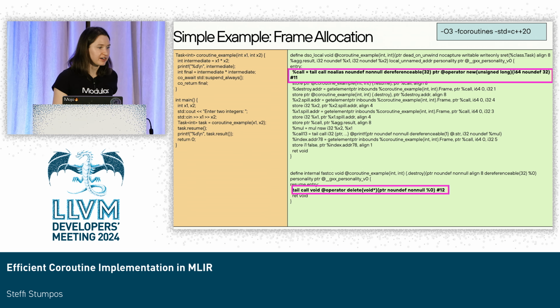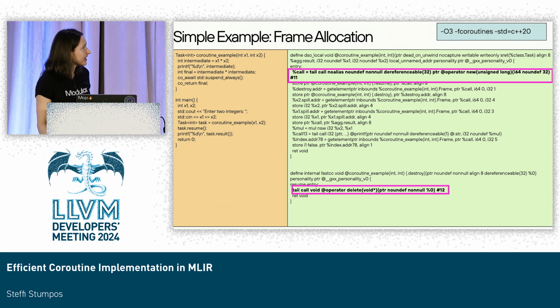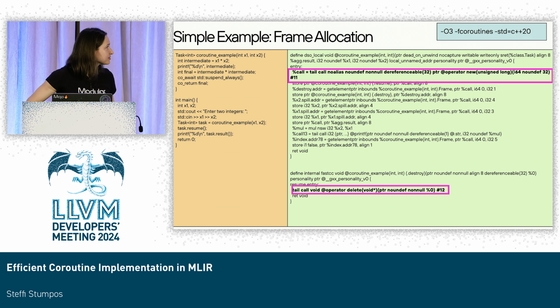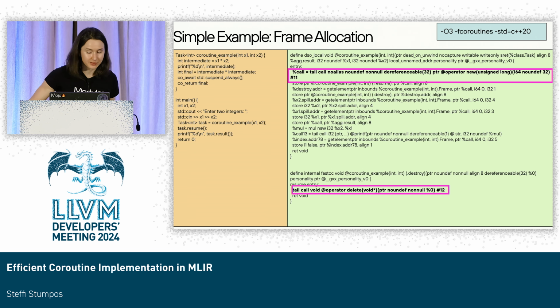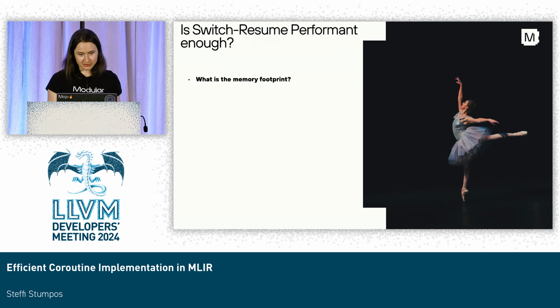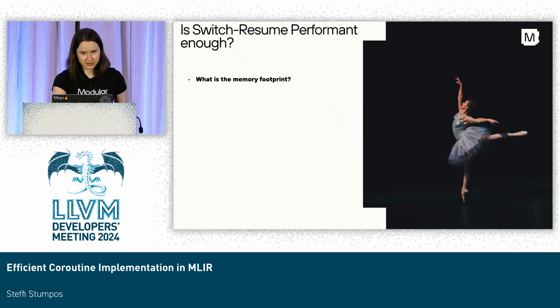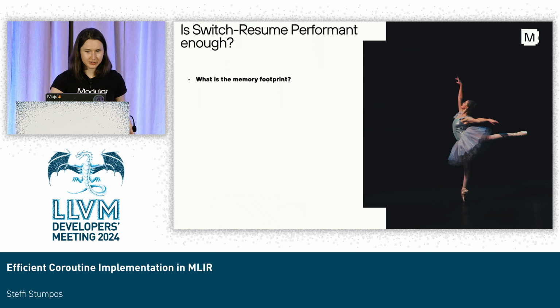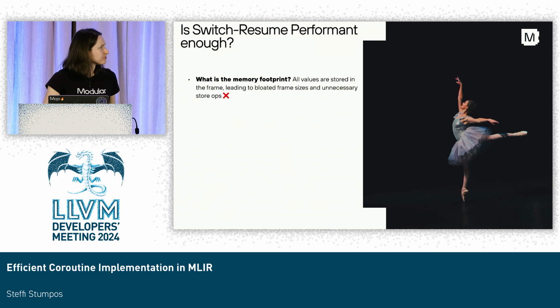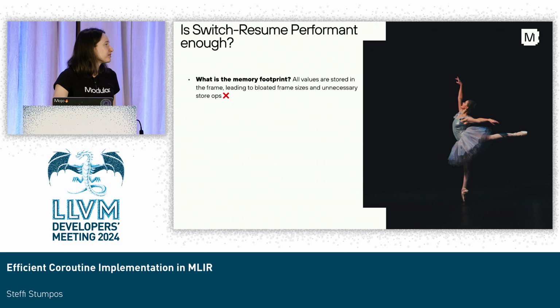So what about the frame? Where are we allocating that? I mean, nothing escapes here, so maybe we can just put it on the stack. But actually, we're putting it on the heap anyway, so that's not great. Let's give a little scorecard here. For the memory footprint, all values were stored on the frame, so we don't really want bloated frame sizes and unnecessary store ops.